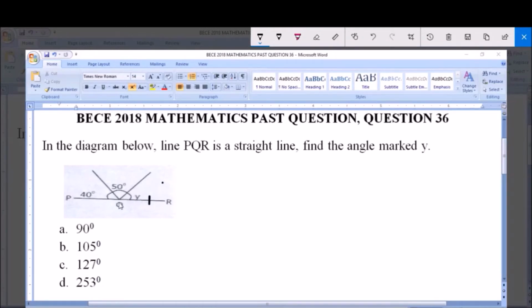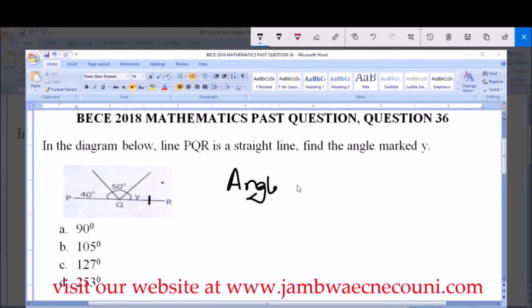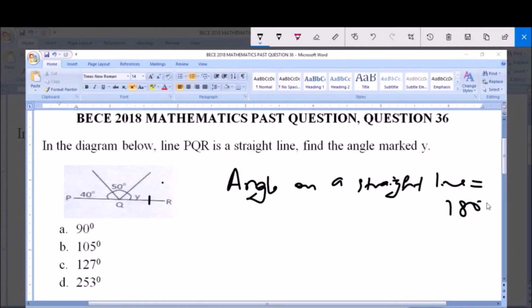Now this is the line, it's a straight line. Line PQR is a straight line, and like we know, the angle on a straight line is 180 degrees. It means that the sum of all these angles here is equal to 180 degrees. When you sum up all these angles, it will give you 180 degrees, and we have to find angle Y. So when you sum up these angles and equate it to 180 degrees, you can get Y.